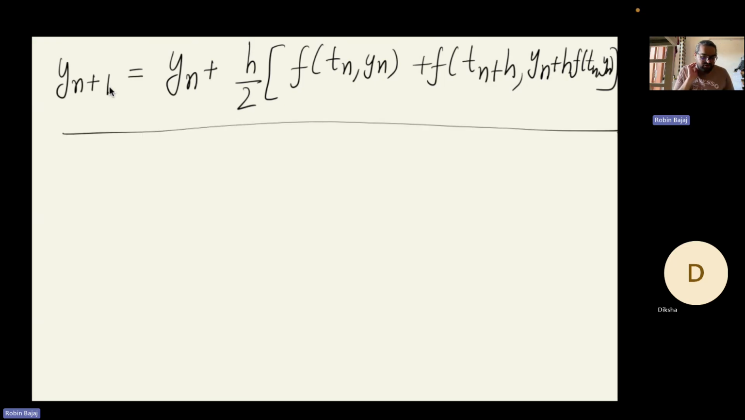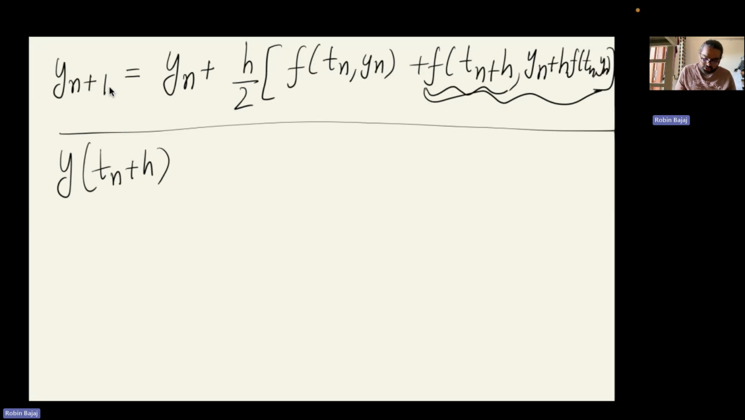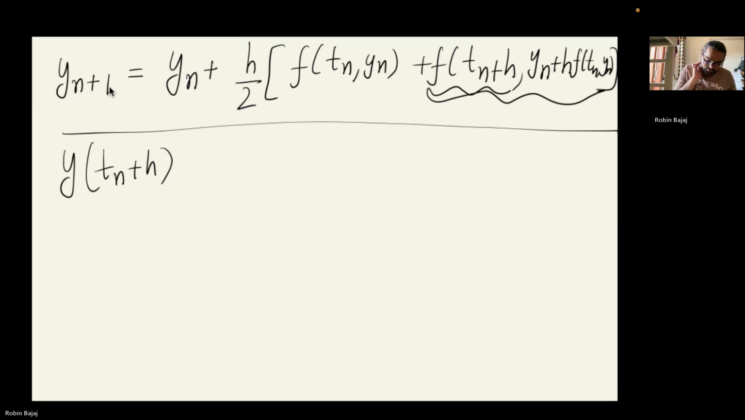Now, we simply have to find the error estimation, and that's very simple to do. What we will do is a Taylor expansion of this term, because Taylor expansion is what will give us the error estimation. For that, first do y of t of n plus h. So that's what we will do.